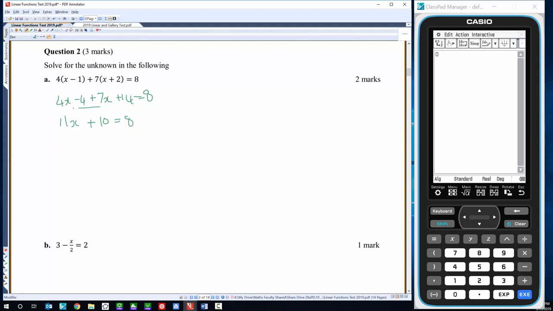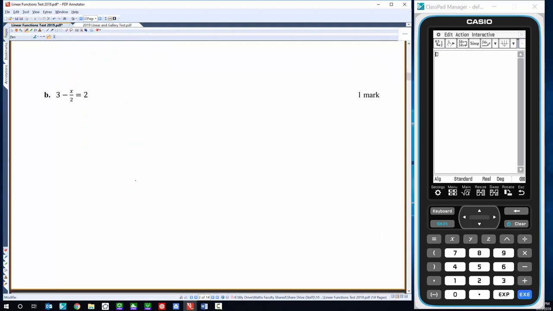Right, so what I've done is I've collected up the like terms there. Now what we're going to do is say this is 11x, so I'm going to take 10 and take 10 is negative 2, divide by 11, divide by 11, x is negative 2 on 11.